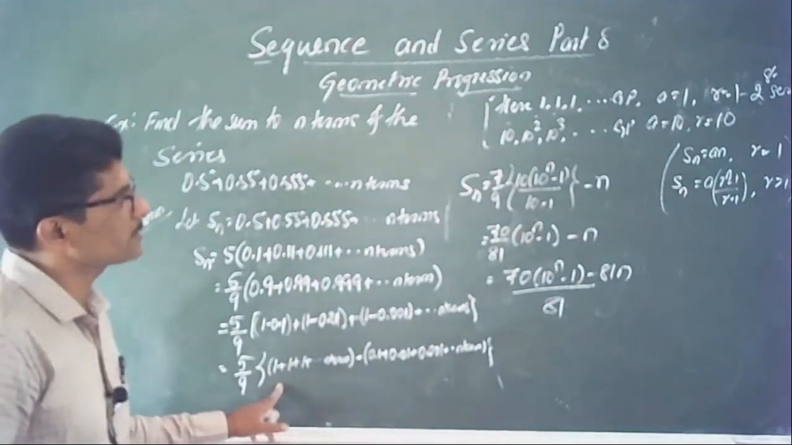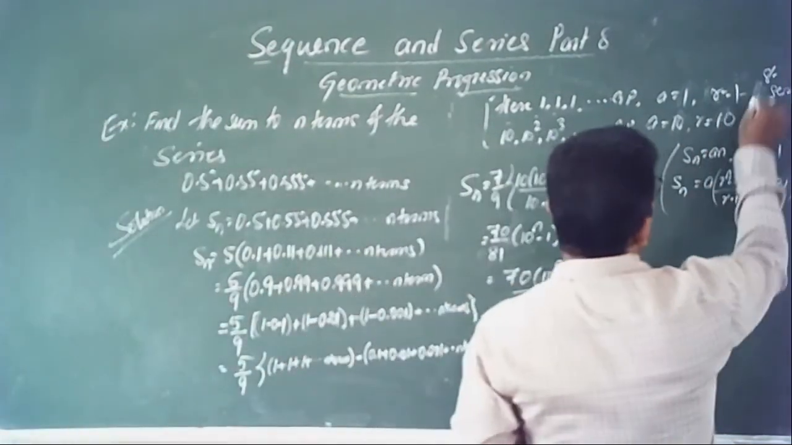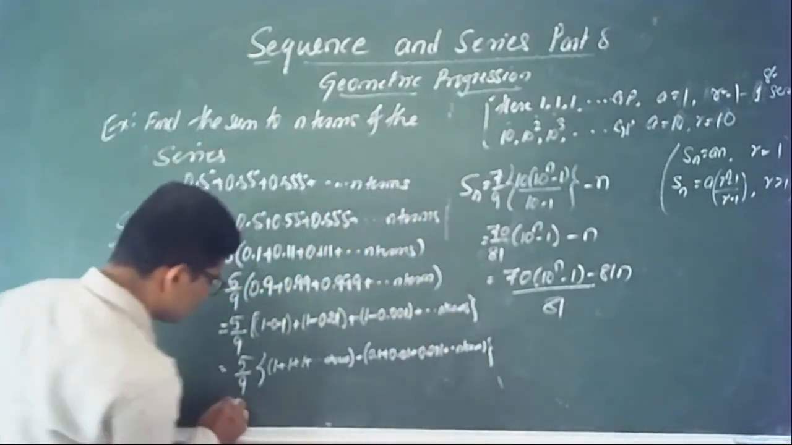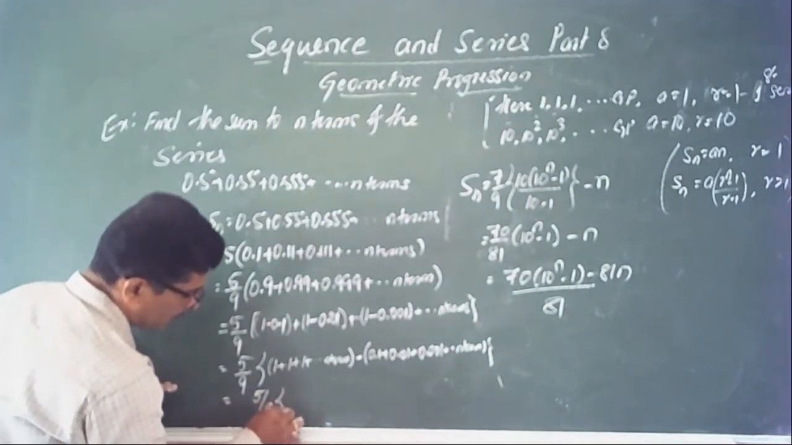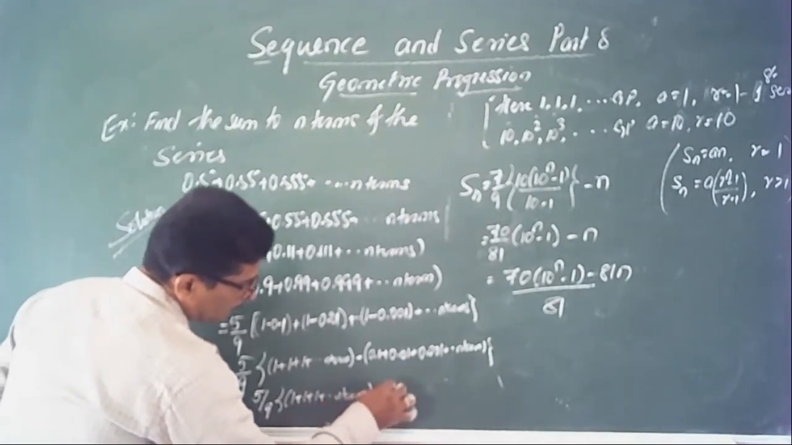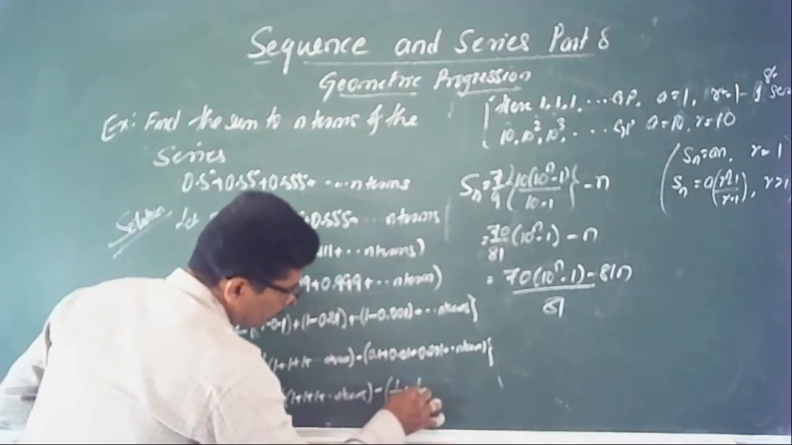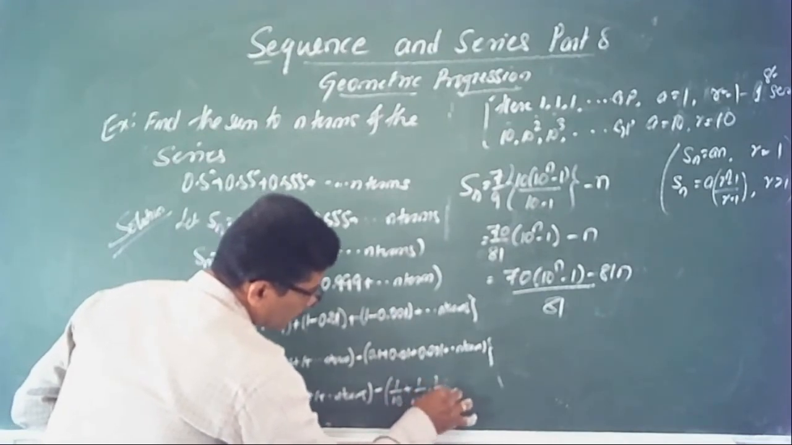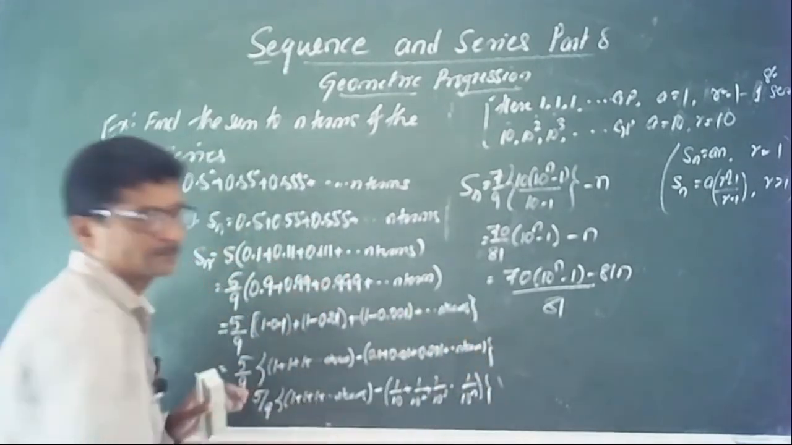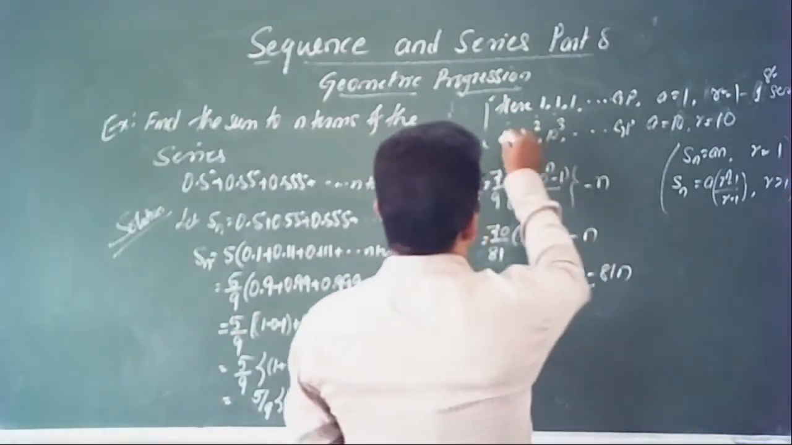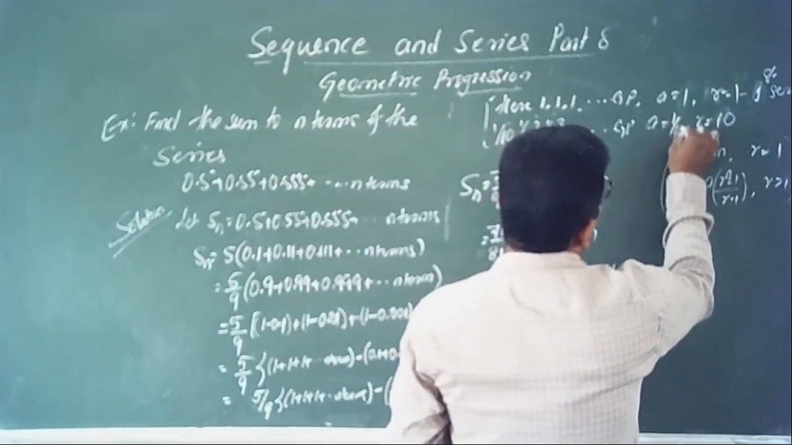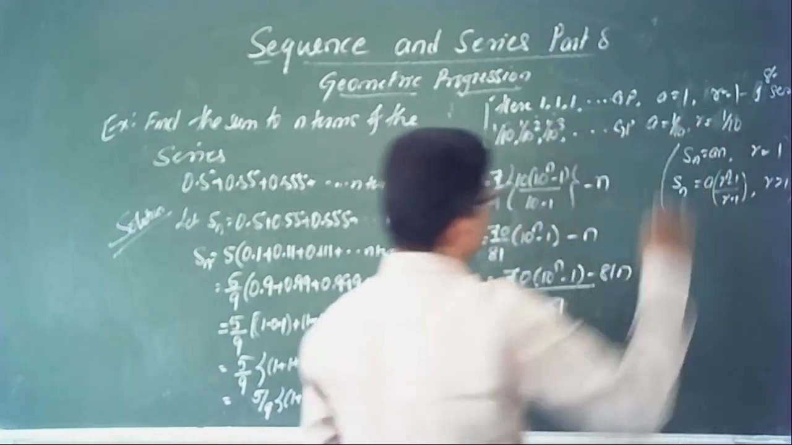Here also there are two series. The first series is 1, 1, 1. This one is the first series. A equal to 1, R is equal to 1. It means 5 divided by 9 into 1 plus 1 plus 1 up to n terms, minus 0.1, which means 1 by 10, 1 by 10 square, 1 by 10 cube up to n terms, or 1 divided by 10 raised to n. It's right. It means 1 by 10, 1 by 10 square, 1 by 10 cube, in GP, A is equal to 1 by 10, R is equal to 1 by 10.